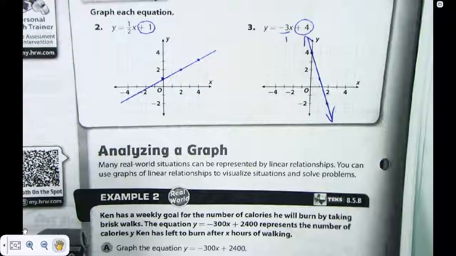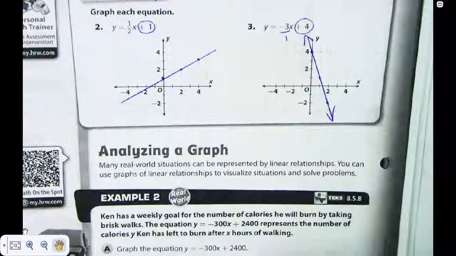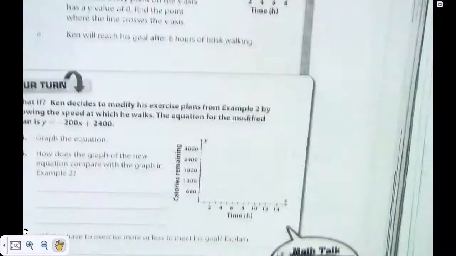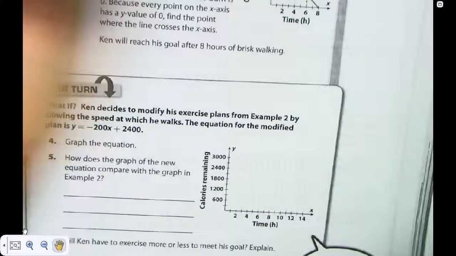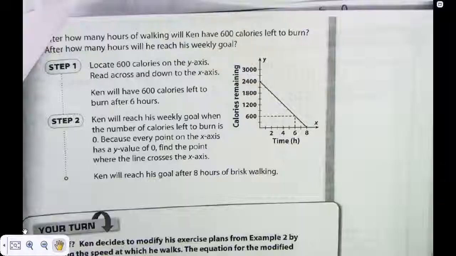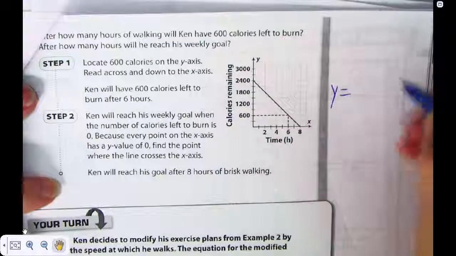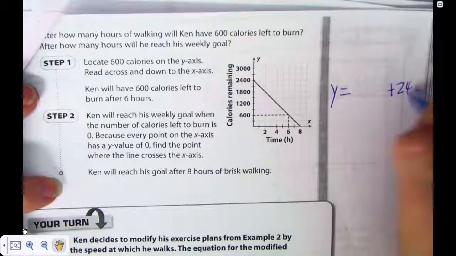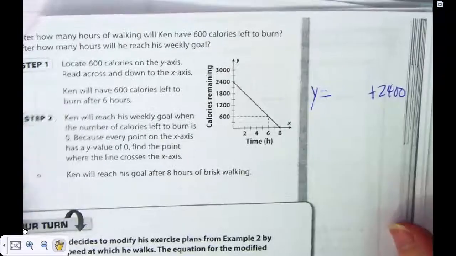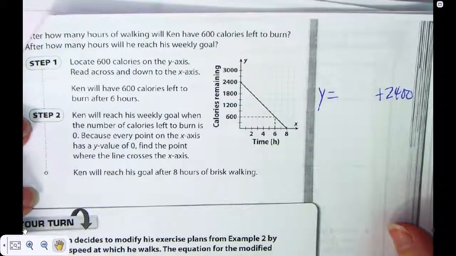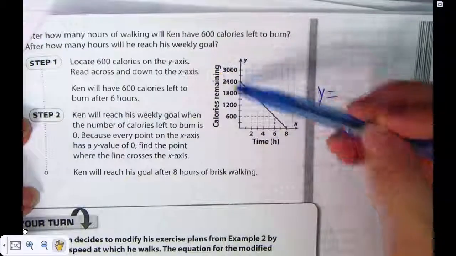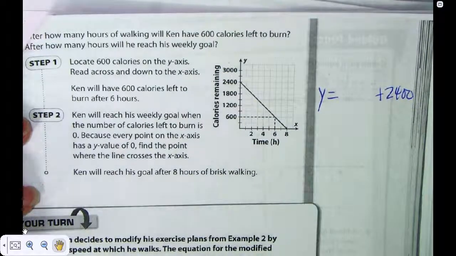So, everybody, turn it to 103. Look at the very top graph. Guys, what's the y-intercept? 2,400. Good. So he's starting with 2,400 calories he wants to burn. Calories remaining. So he has 2,400 calories to burn.